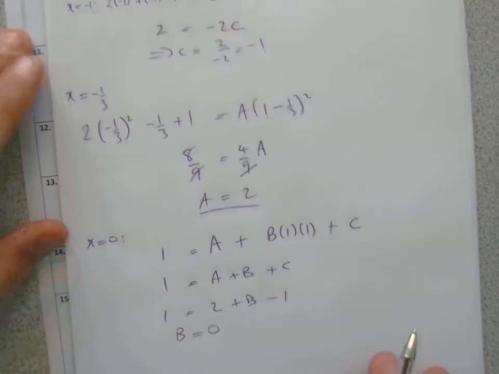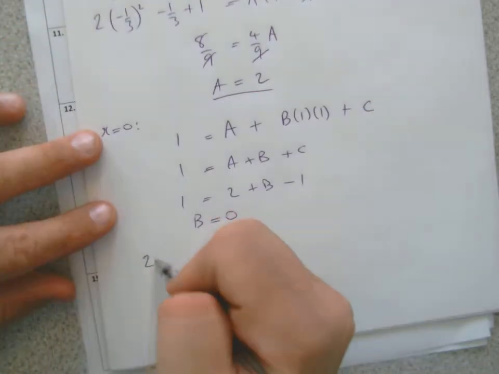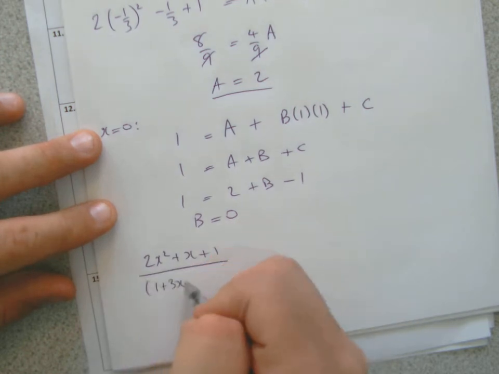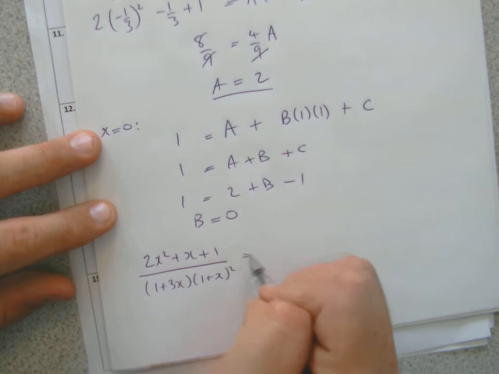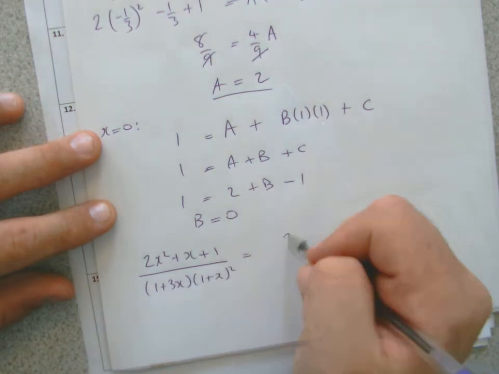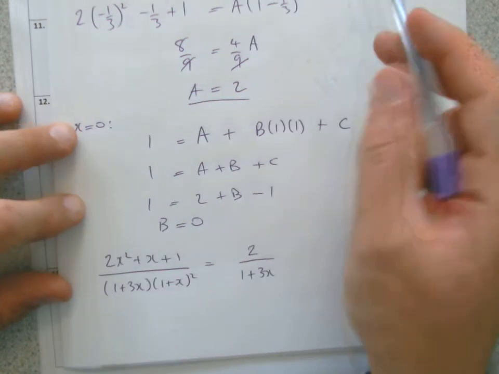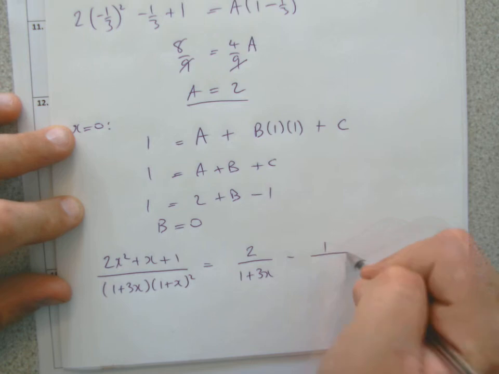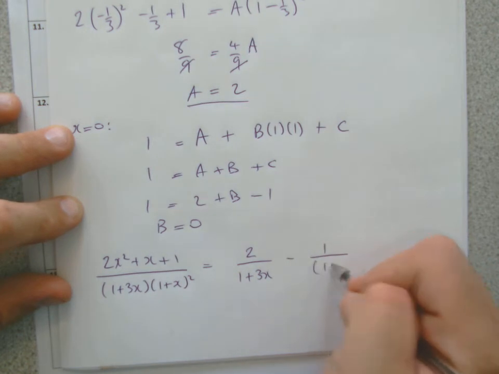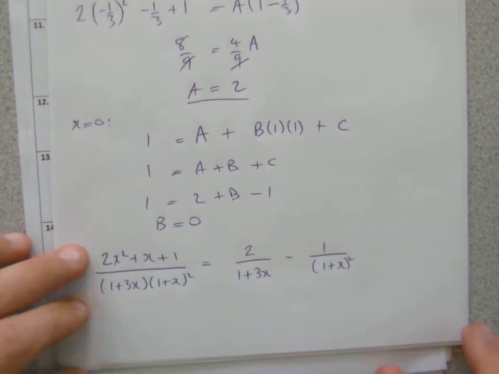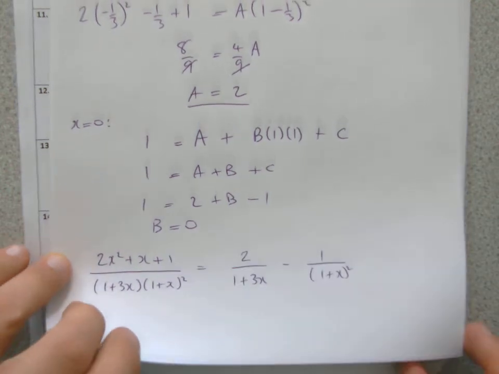Yeah, that's right. So the final answer of partial fractions will be 2 over 1 plus 3x, B is 0, and then C is minus 1 over 1 plus x all squared. So that's our answer there. It's taken me about 4 minutes to do this. Now I've got to expand this using the binomial expansion.